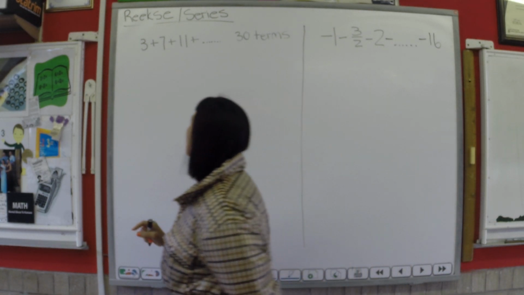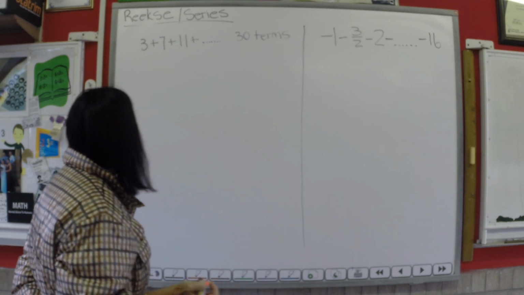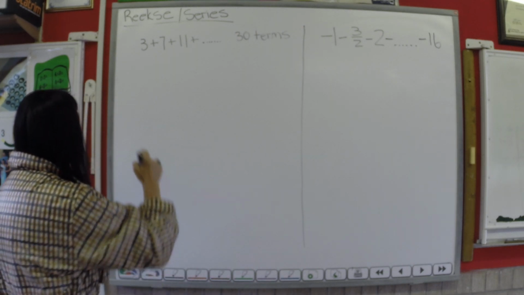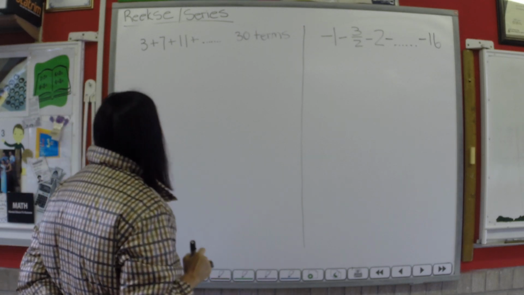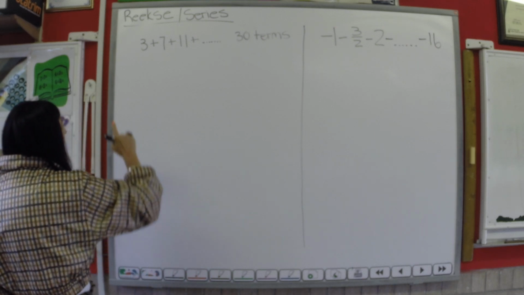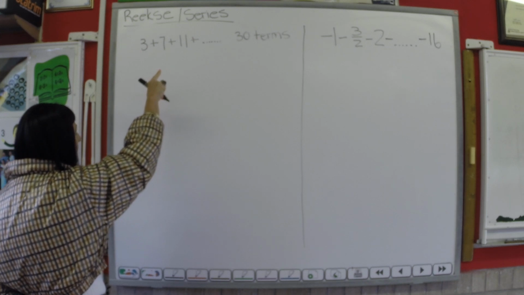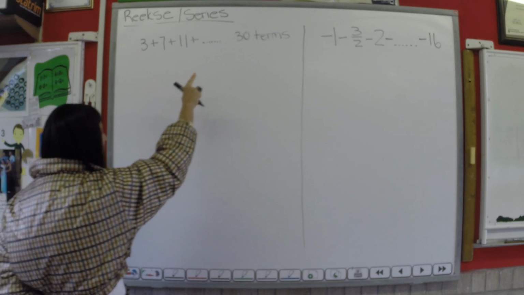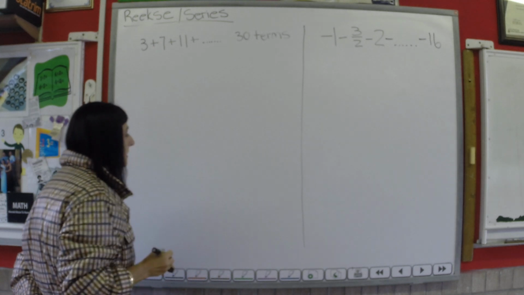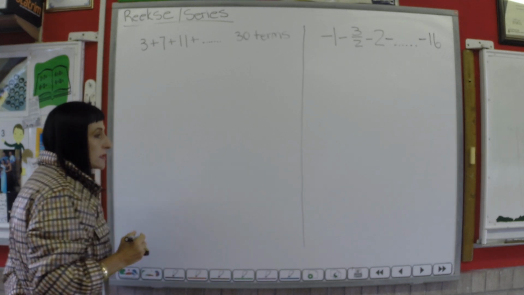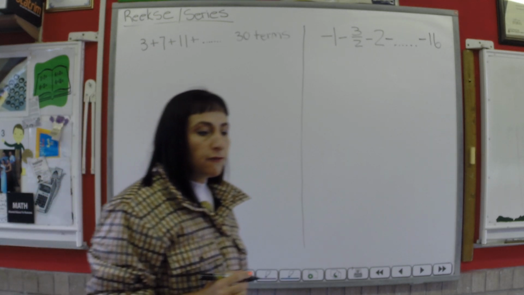Kyk na twee voorbeelde van 'n rekenkundige reekse. And first we're going to look at this one. We want to get the value of this arithmetic series, and they say that there's 30 terms in it. So the first thing that I'm going to do is I'm going to write down my formula.